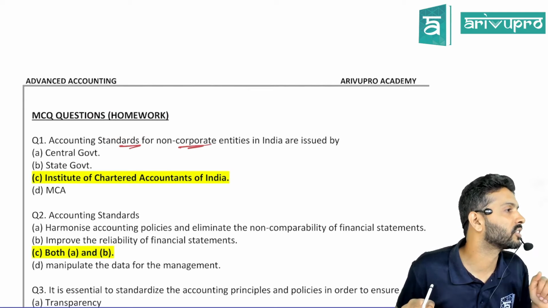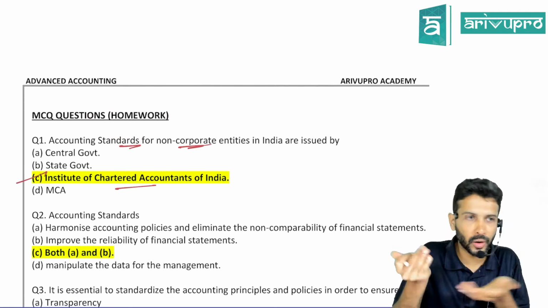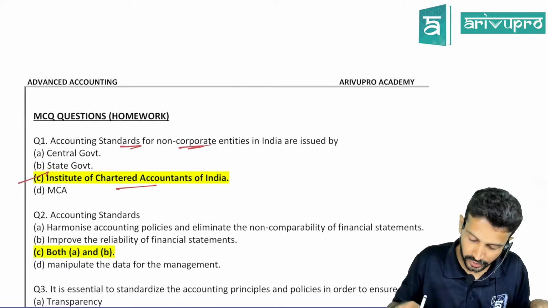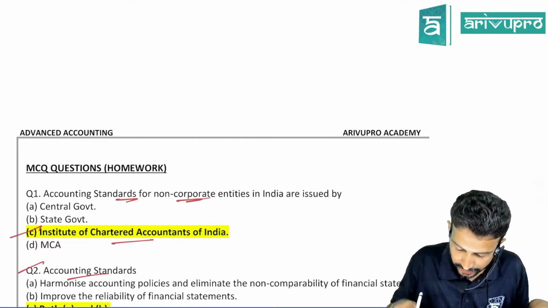For non-corporate entities, who releases AS? MCA or ICAI? We don't have to read the other options at all. They have given an MCQ, we'll make it a fill in the blanks. Accounting standards, okay, this one.